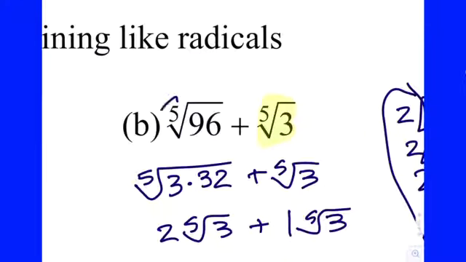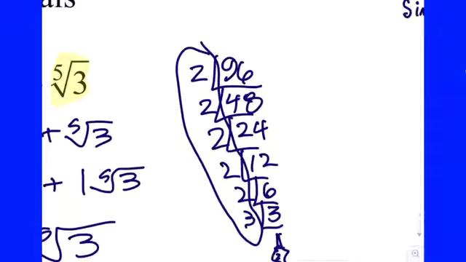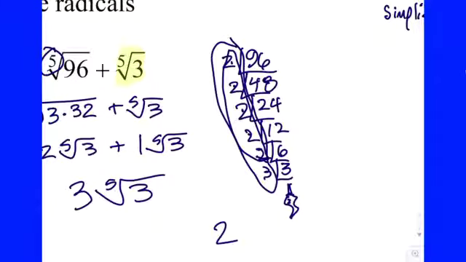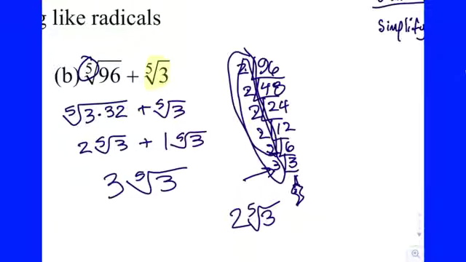How many do I need on the inside to become 1 on the outside? 5. So let's see if I have at least 5 2s. 1, 2, 3, 4, 5. Good. So I have a block of 5. So that's going to become 1 on the outside, and what's left? A 3 on the inside. So that's another way that you can come up with these simplified radicals each and every time. All right?